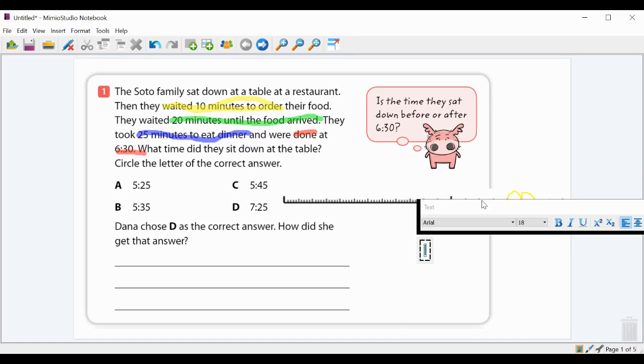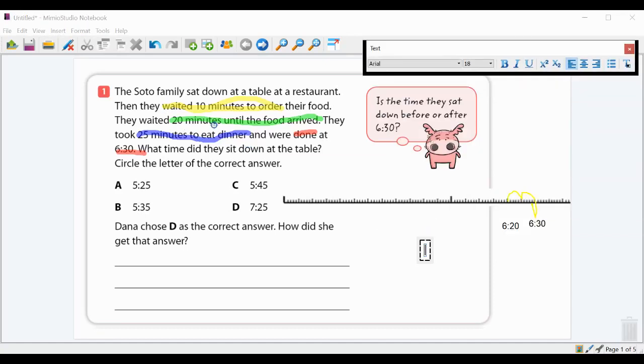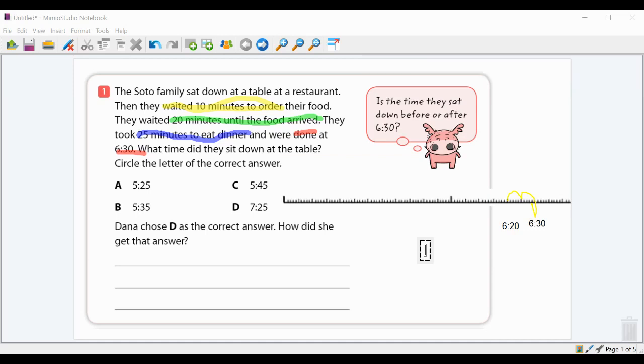It says they waited 20 minutes until the food arrived. So now we need to take away 20 minutes. So if I waited 20 minutes, I'm taking away 20 here. What time did they start waiting for the food to arrive? Well, 20 minutes from 6:20 is going to take us back to 6 o'clock.